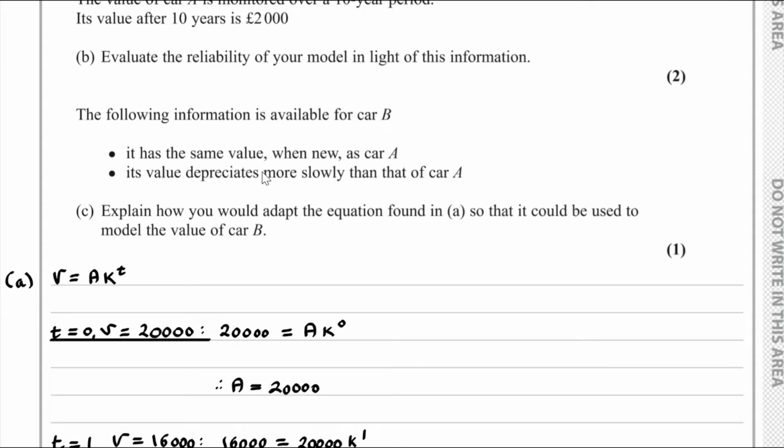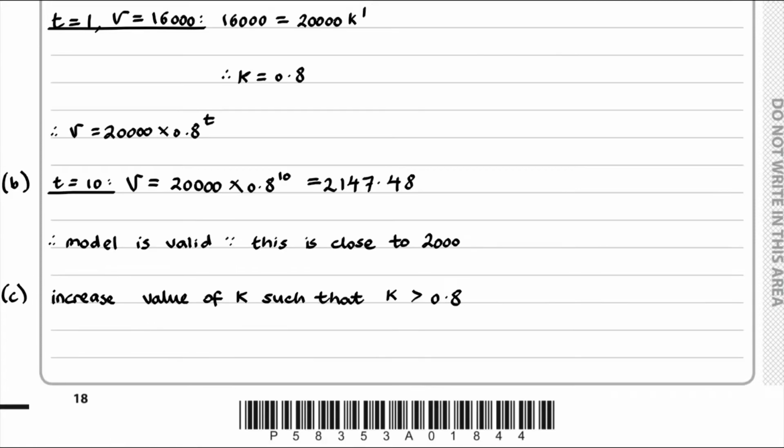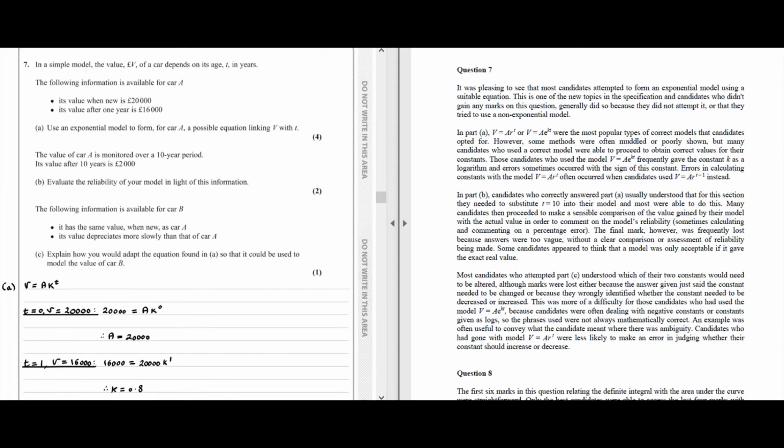Now, if the car depreciates more slowly than that of car A, then our k over here must be bigger than 0.8. So let's just write that down. So we need to increase the value of k such that k is greater than 0.8.